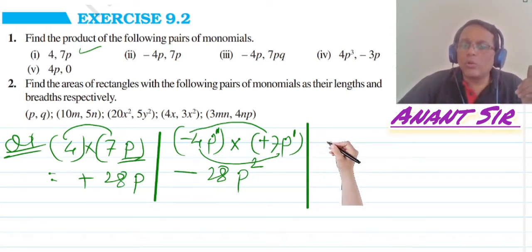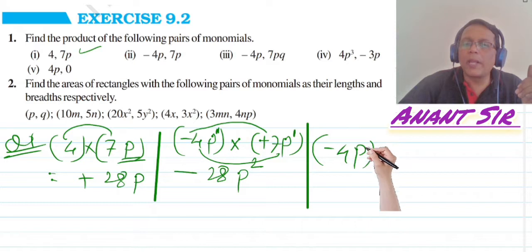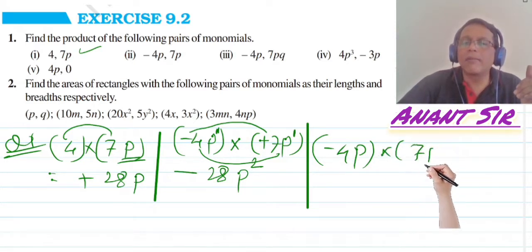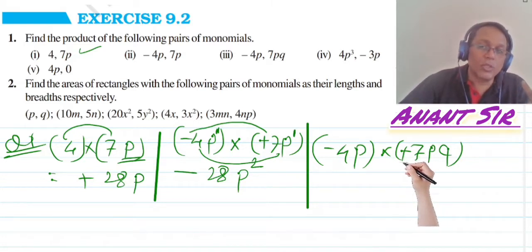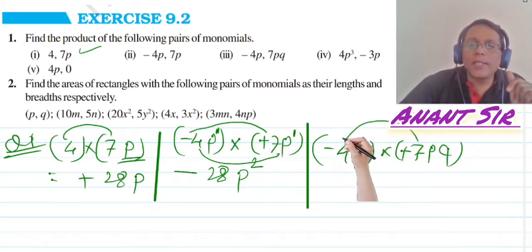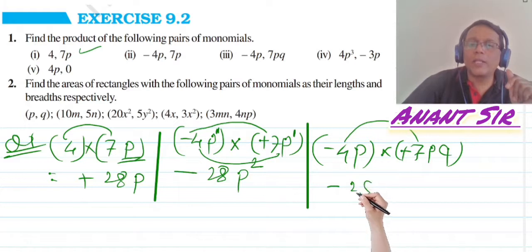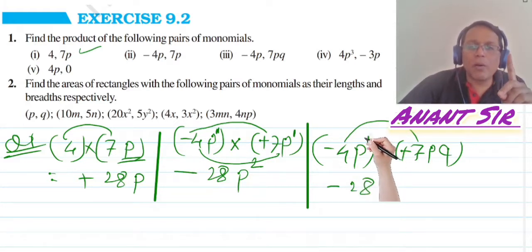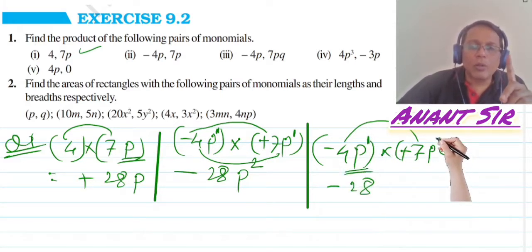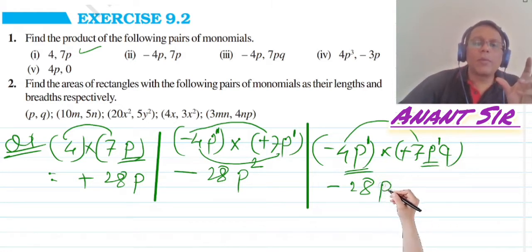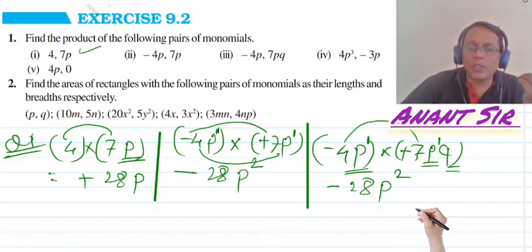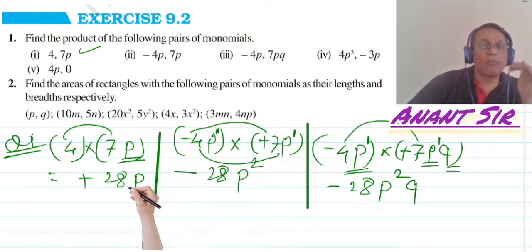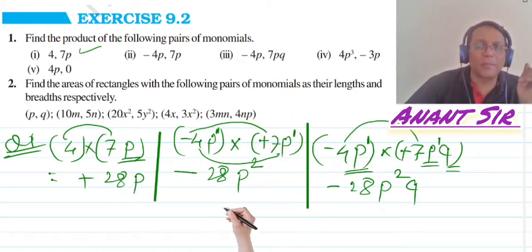Now we move on to the third one. Minus 4p multiplied by 7p cube. Again, what is the sign on the second term? It was nothing, that means positive. So again plus into minus is going to be minus, minus 28. P's power is 1 in the first term and also 1 in the second term. So it becomes p raised to power 1 plus 1, p square, and q is only in the second term, so this q will remain as it is. So this is our final answer, friends, of question number 3 of question 1.